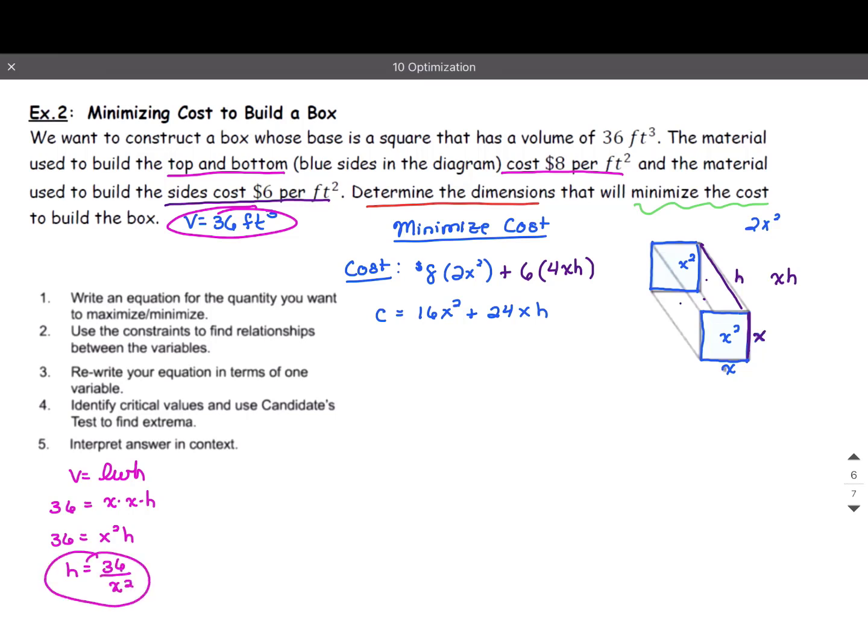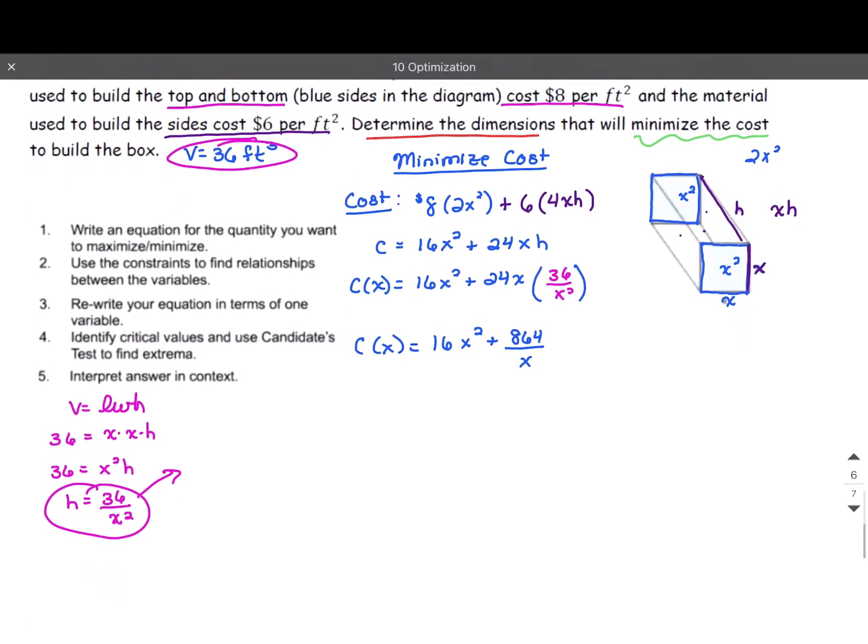We're going to use this and substitute that into our cost function. So now our cost function, just in terms of x, is 16x squared plus 24x times, and we're going to put in that h, 36 over x squared. And if we simplify this, our cost function is 16x squared plus 24 times 36, which is 864, and x times 1 over x squared is an x in the denominator. Okay, there we go.